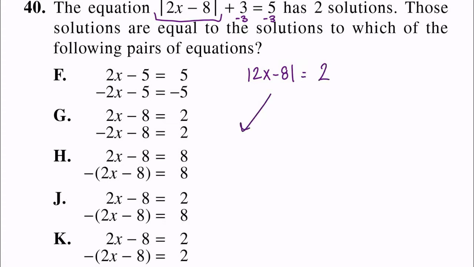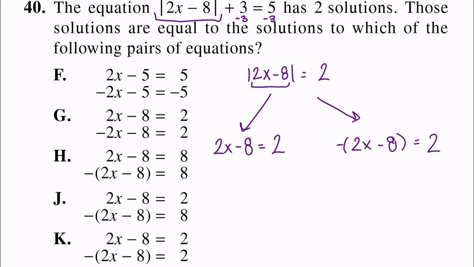From there, we can turn this into two equations. Our first one we keep exactly the same, but we remove our absolute value signs. So it becomes 2x minus 8 equals 2. And the other one, we change everything in the absolute values to negative, because absolute values make everything positive, which indicates that all of this could in fact be equal to the negative value of 2.